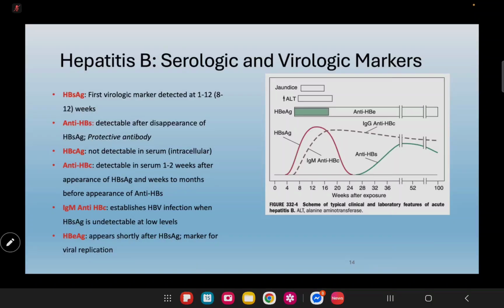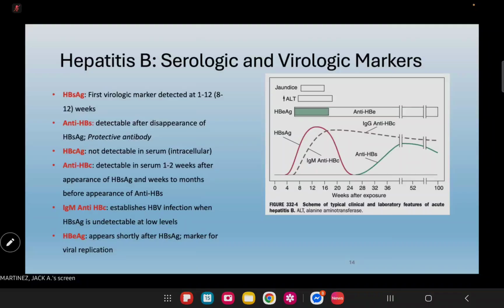It appears 1 to 2 weeks after the HBsAg and may persist for years. Again, its IgM form indicates a recent infection, while the IgG form indicates a past or chronic infection.